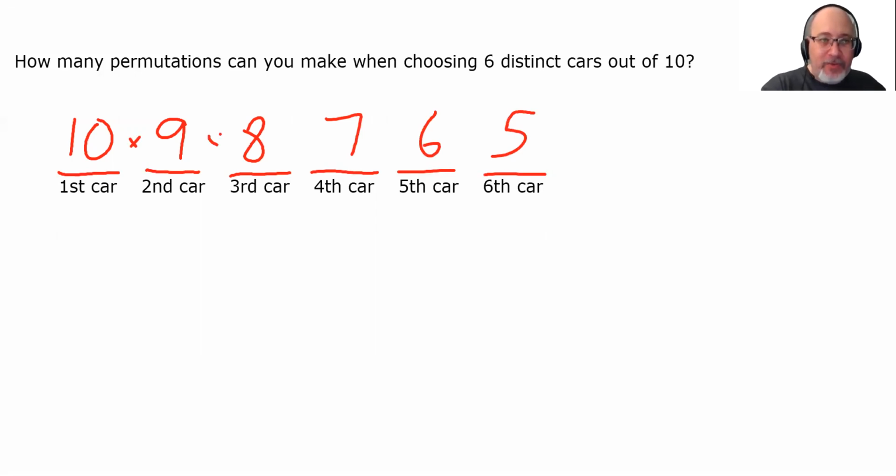If we multiply all these, we get some number. I'm not going to waste time trying to do it in my head. I'll just open the calculator on my computer and punch in a few things. And we get 151,200.